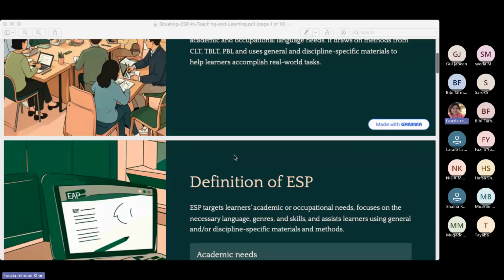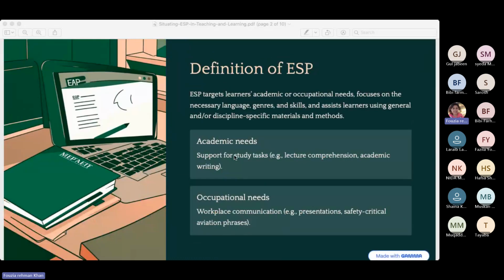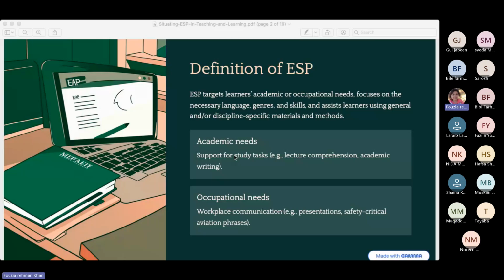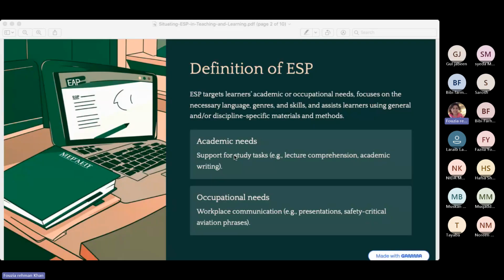So moving on to the next slide, let's talk about the definition of ESP. I have been referring to these two terms: academic needs, or ESP for academic purposes, and occupational needs, ESP for occupational purposes. So these are two terms that make up the definition of English for Specific Purposes. Now, after the definition, I would like you to reflect on a few things. I will give you some time and then you can do some activity in the class.